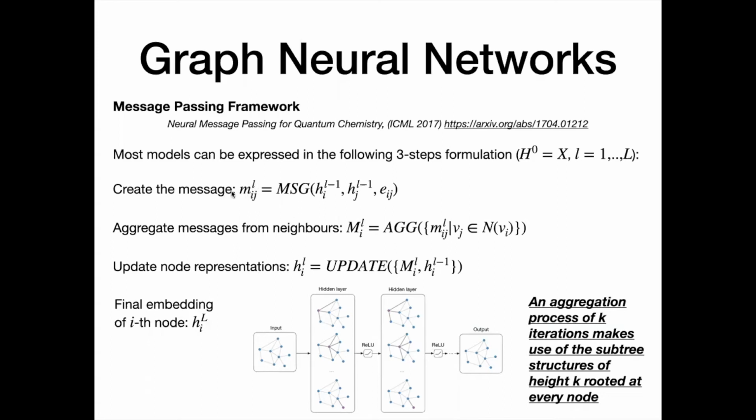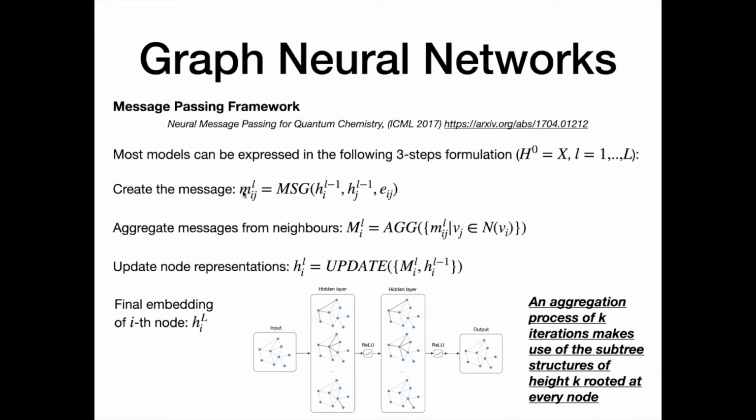First of all, messages are created. So for each edge ij in the network, a message is created using this function message, which could be literally anything you want, but usually, of course, it is a neural network. And it is a neural network that takes as input the node embedding of the ith node, the node embedding of the jth node, and if you have them, also the features of the edge.